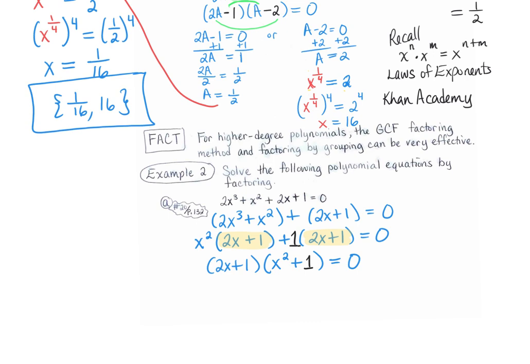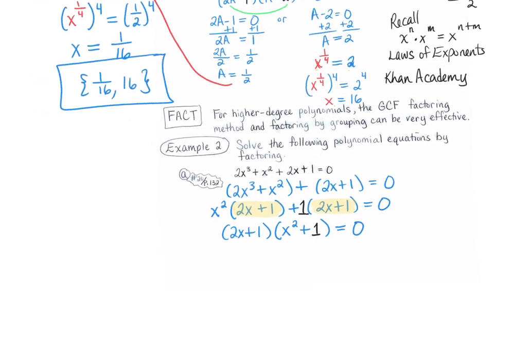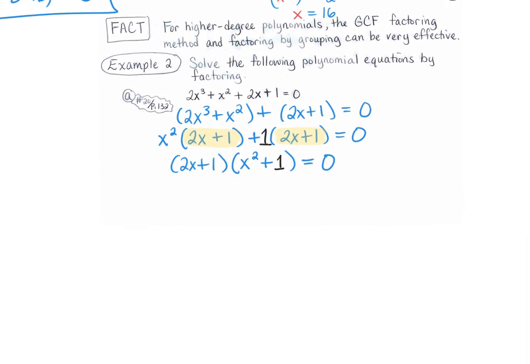Something that looked challenging initially, we were able to factor by grouping, which gave us this equation in factored form, and now we can solve. All right, let's finish it. So then we have 2x plus 1 equals 0, or x squared plus 1 equals 0. 2x plus 1 equals 0, we need to solve it.